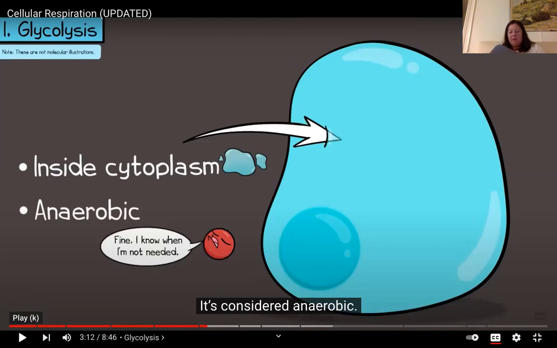And we'll leave the other two blank for later in the video. So we'll go ahead and have this drawn. And I'm going to write glycolysis here. And I'm going to make some notes that it happens inside the cytoplasm of the cell, and that it is anaerobic.